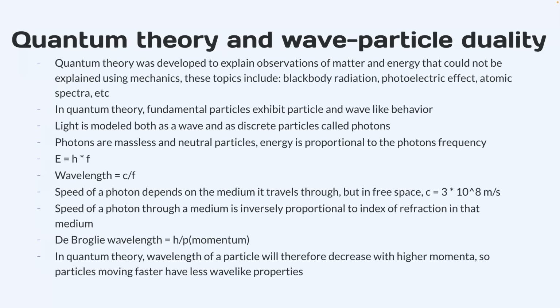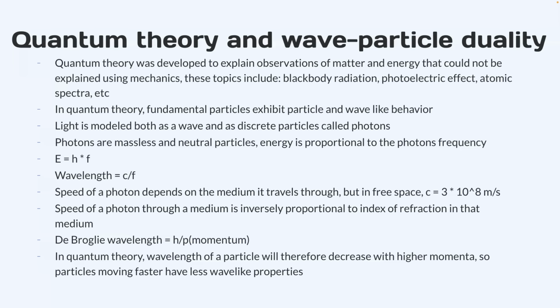Quantum theory was developed to explain observations of matter and energy that could not be explained using classical mechanics. These topics include blackbody radiation, the photoelectric effect, atomic spectra, and so on. In quantum theory, fundamental particles exhibit particle and wave-like behavior, and light is modeled both as a wave and as discrete particles called photons. Photons are massless and neutral particles, and energy is proportional to the photon's frequency.